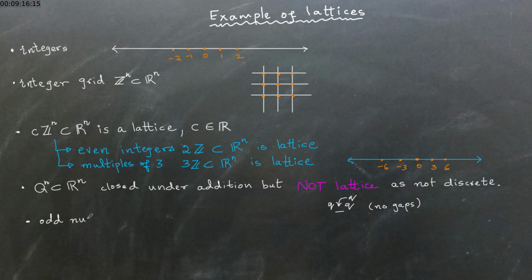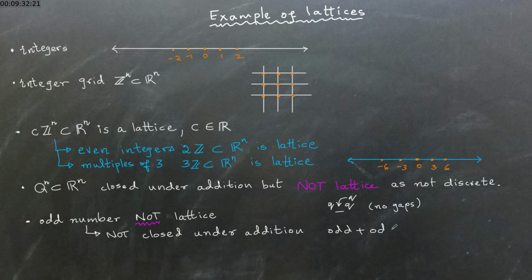The set of odd numbers does not form a lattice as it is not closed under addition. Odd numbers are not scaled integers, and adding two odd numbers gives us an even number, which is not part of the same group.